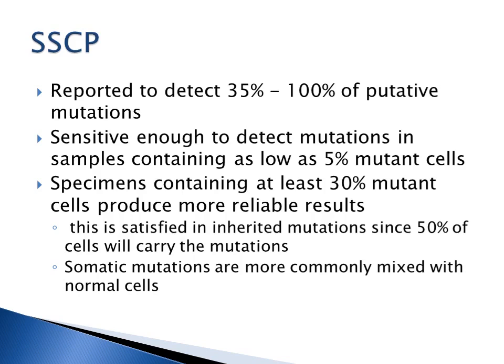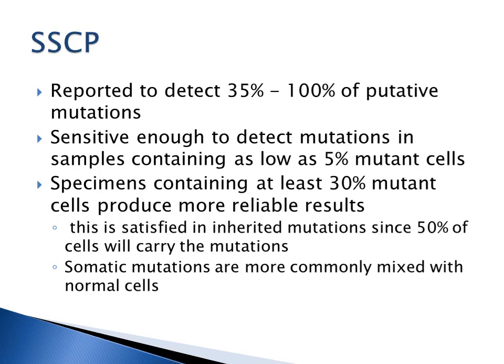So the SSCP method has been reported to detect between 35 to 100% of possible mutations. It's actually sensitive enough to detect mutations in a sample that has as low as 5% of mutant cells. However, the more mutant cells you have in your specimen, you're going to get better results. So if you have at least 30% mutant cells in your sample, you're going to get pretty reliable results.